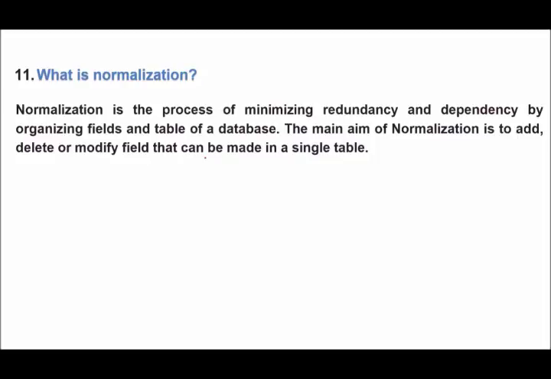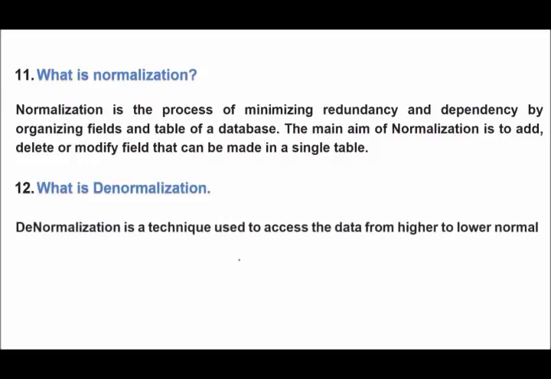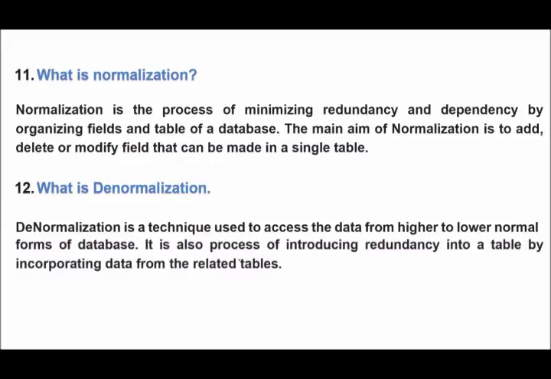The main aim of normalization is that adding, deleting, or modifying a field can be made in a single table. What is denormalization? Opposite of normalization. Denormalization is a technique used to access the data from higher to lower normal forms of database. It is a process of combining tables to make more tables. It is also a process of introducing redundancy into a table by incorporating data from the related tables.